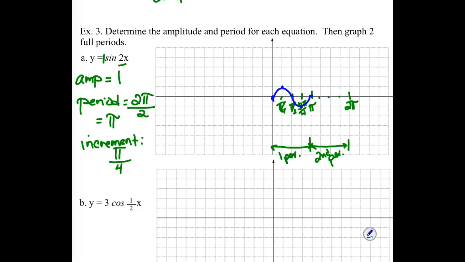Notice that we've scrunched it horizontally, so it's a shorter period. Then I'm just going to repeat that. I went from 0 to a high point, back to 0, low point, back to 0. All right, so that's 2 periods of a sine curve.